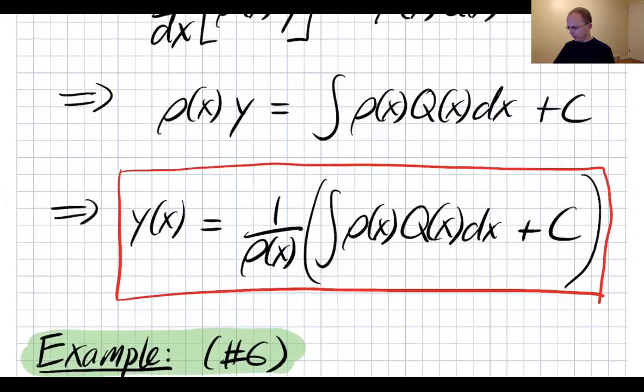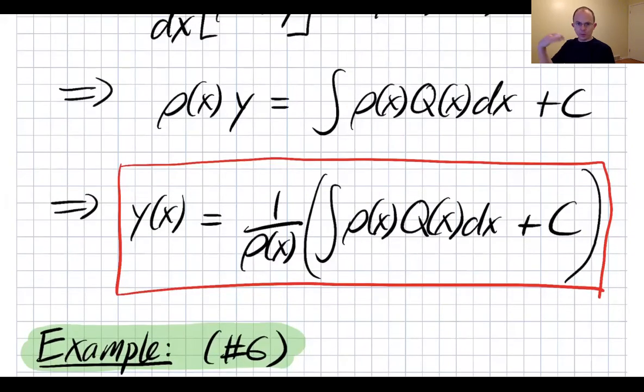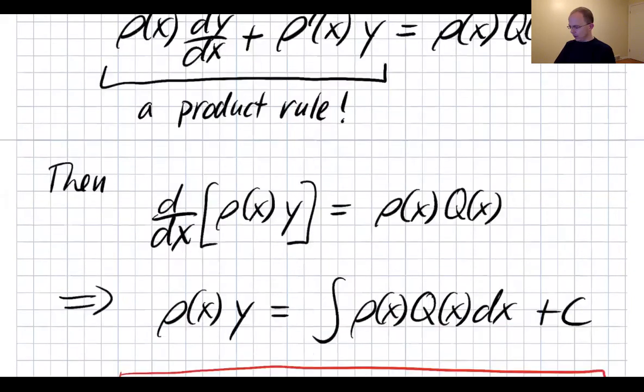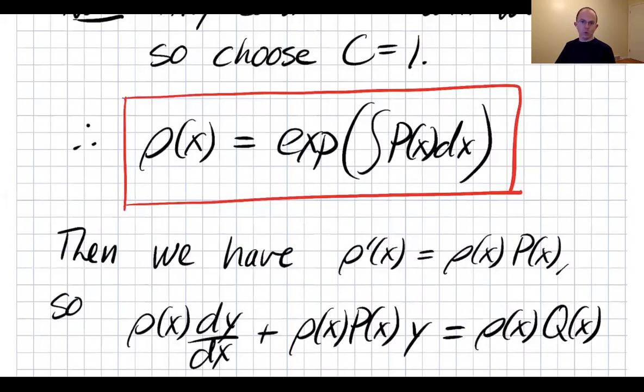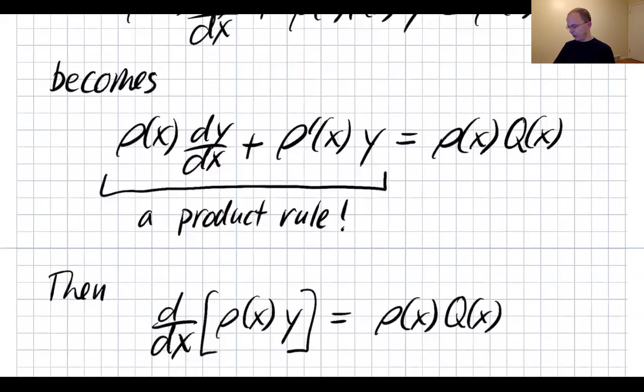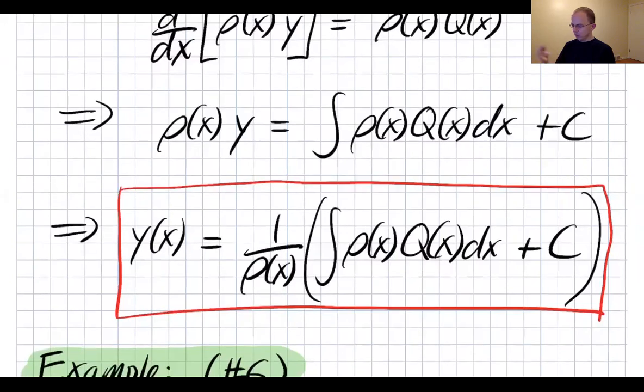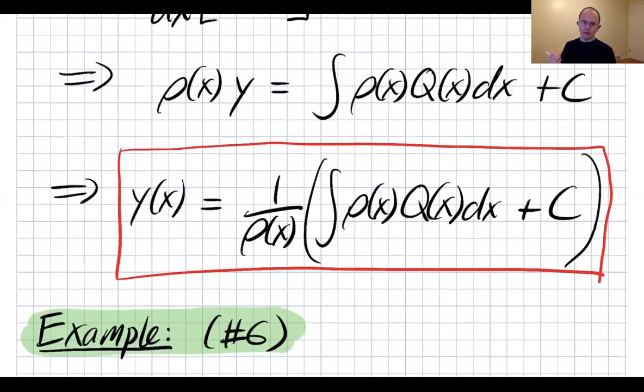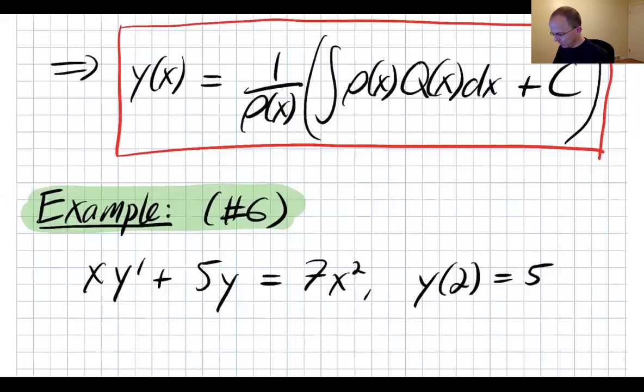There it is, right there. So the only thing that we need now in order to remember this method is we're going to need to compute rho, so we'll have to do one integration to compute rho of x. And then we're going to have to do another integration to compute the integral of rho of x times q of x. And then that's it, now we're done. So that's how we can solve first order linear differential equations. All right, so let's do an example and see how we can use this in practice.